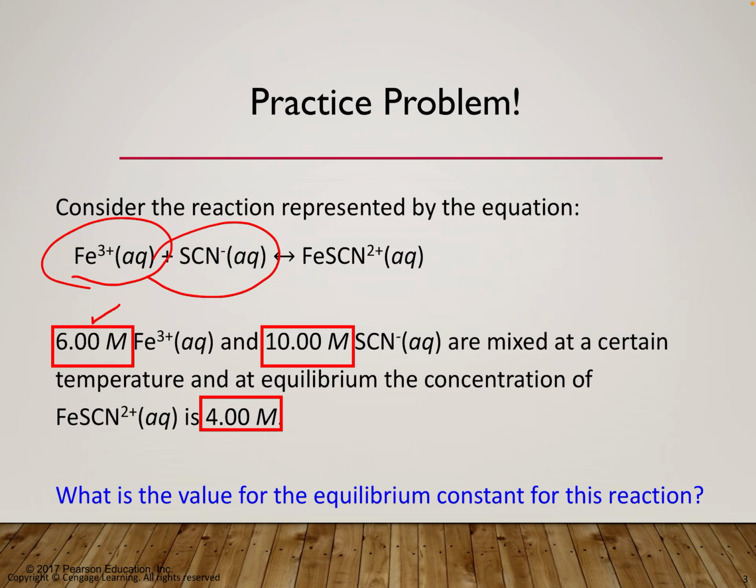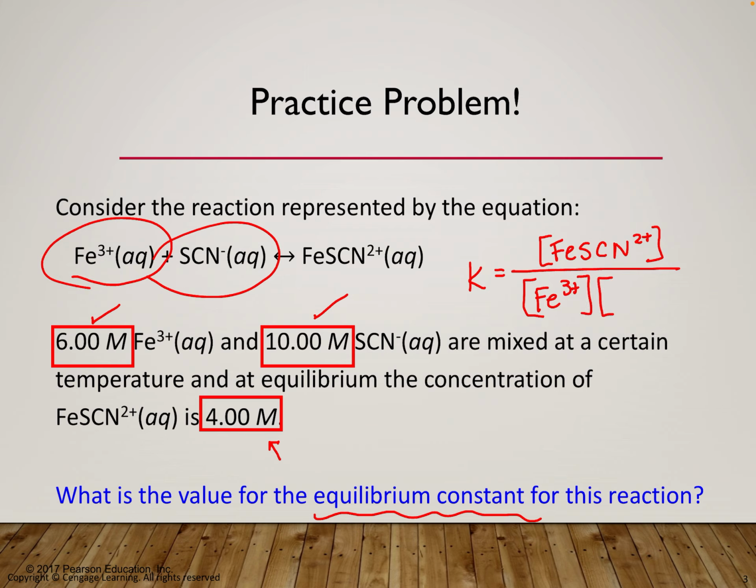So I know how much I started with, and I know how much I ended with of one of them. But if we're going to find the value for the equilibrium constant, we need to know the molarities of all of them, because our K value is going to be products over reactants. So it will look like this. Okay, so that will be our K value. We know this value up here, and we know what these started as, but we don't know what they ended up as. So we're going to use this final concentration and the two initial concentrations to figure this all out.